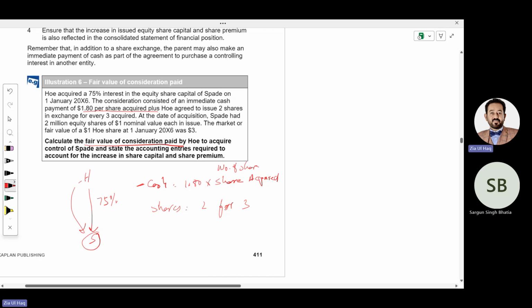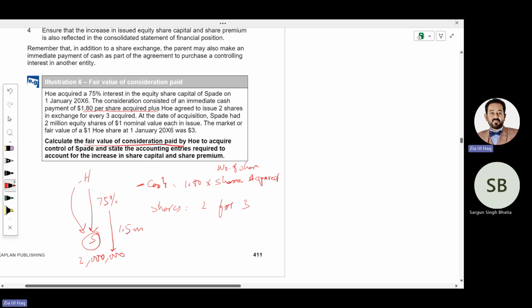At the date of acquisition, S has 2 million equity shares of $1 value each in issue. How many shares S were having at the time of acquisition? 2 million. How much you have bought? 75%. How much is 75% of 2 million? 1.5 million.